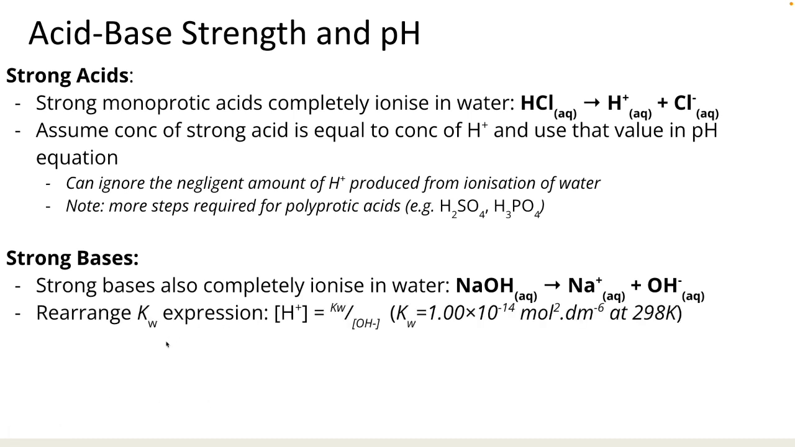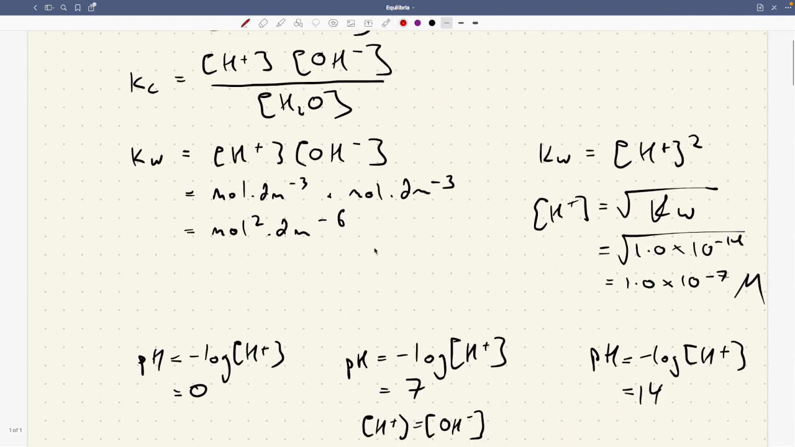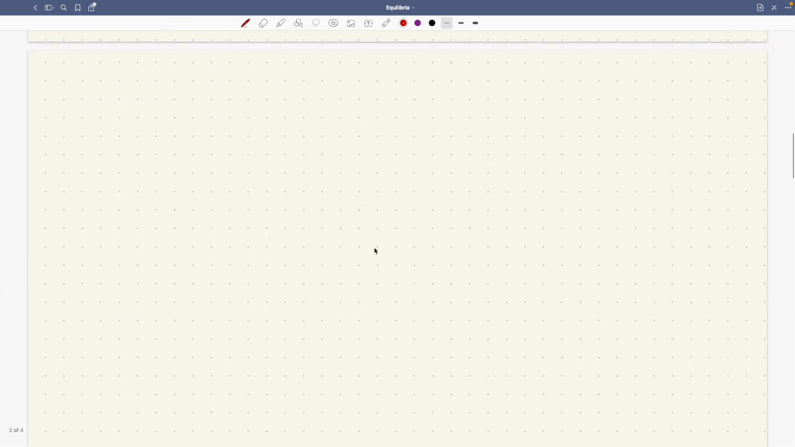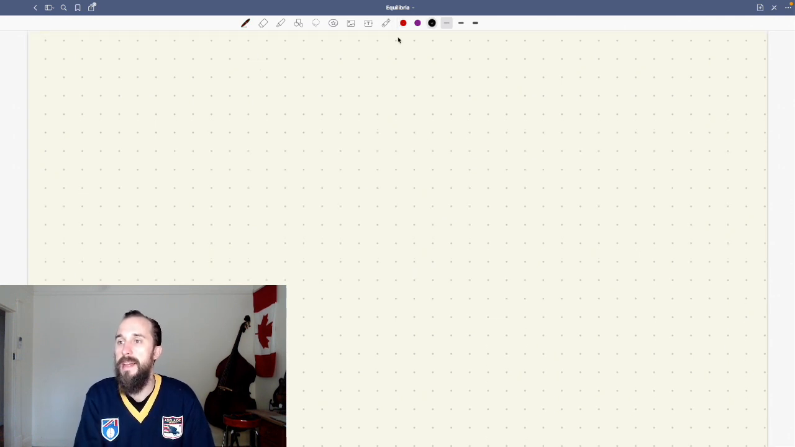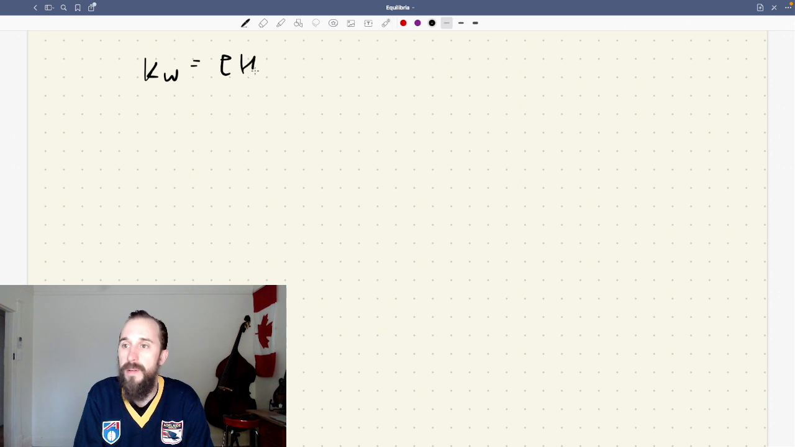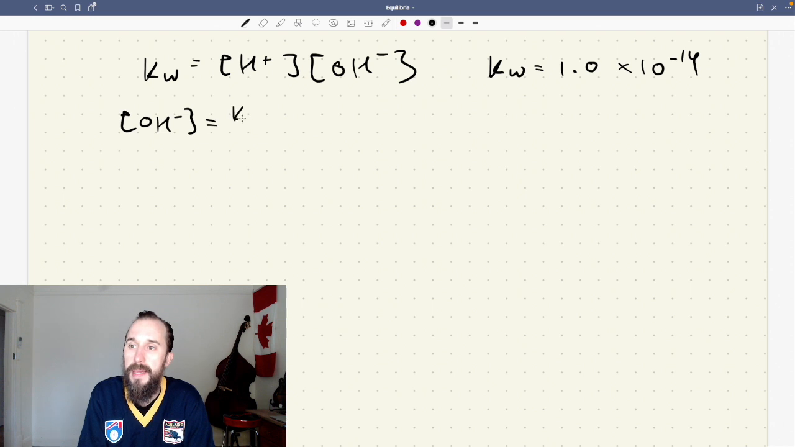So in this instance, we can calculate the pH by using our expression for Kw. Our Kw expression: Kw is equal to the concentration of hydrogen ions multiplied with the concentration of hydroxide ions. Now Kw is a constant at 298 Kelvin, so that's really useful, 1.0 times 10 to the minus 14. So if we wanted to know the H plus, but we only got the OH minus, we can rearrange this equation to make our concentration of hydroxide ions the subject. So that's just going to be Kw over concentration of H plus.